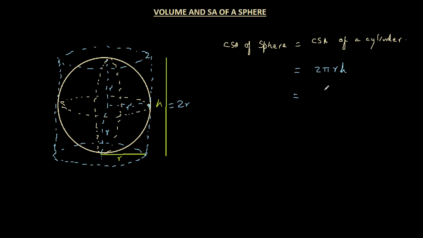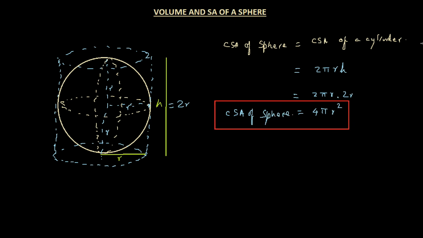So we can rewrite this as 2 pi r times 2r, because h is equal to 2r, and then we just simplify it. So 2 times 2 is 4, pi comes as it is, and r times r is r squared. So we can say that the curved surface area of a sphere is nothing but 4 pi r squared.